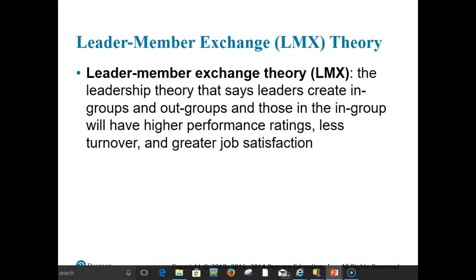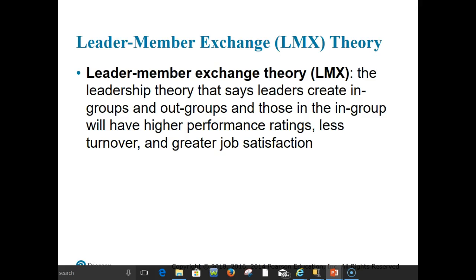So the leader-member exchange theory, the LMX, says leaders create in-groups and out-groups, and those in the in-group will have higher performance ratings, less turnover, and greater job satisfaction. The LMX theory suggests that early on in the relationship between a leader and a given follower, a leader will implicitly categorize a follower as an in or as an out. Now, that relationship tends to remain fairly stable over time.